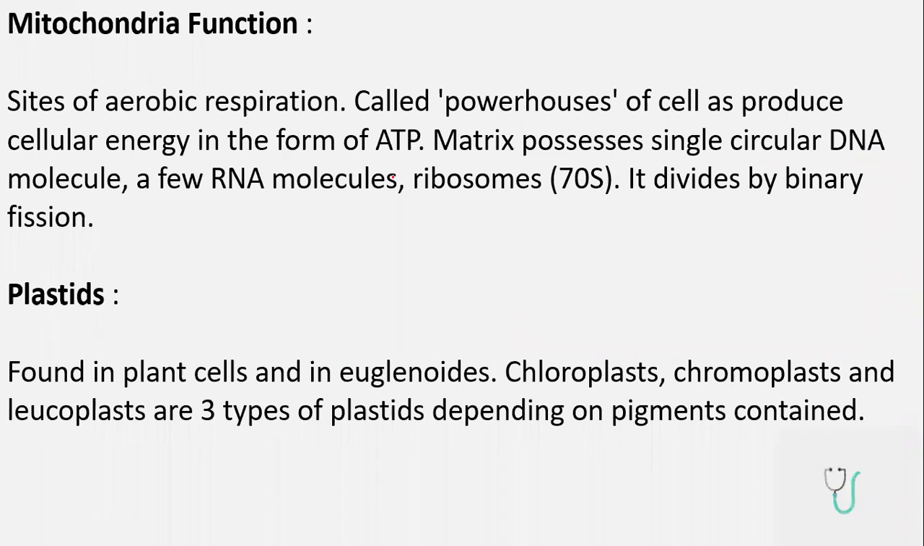Mitochondrial function: it is the site of aerobic respiration. They are called the powerhouse of the cell. Ribosomes in eukaryotic cells are generally 80S, but within an organelle, inside the mitochondria, the ribosomes are 70S. The mitochondria undergo division by binary fission.